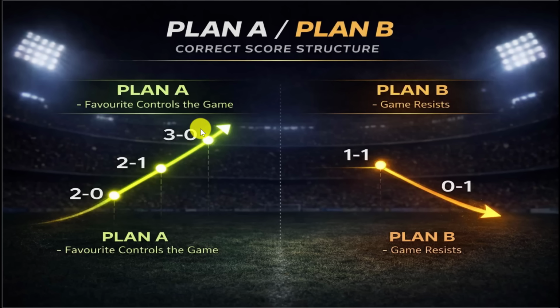If the favourite doesn't quite control the game, the underdog looks good, we might start looking at these scores. And of course, it's going to be dependent on the teams we're getting involved in. So don't just look at this target score formula and take it for gospel. Every match, you're going to have to work out its own target score formula. So that is the idea behind the plan A and plan B.